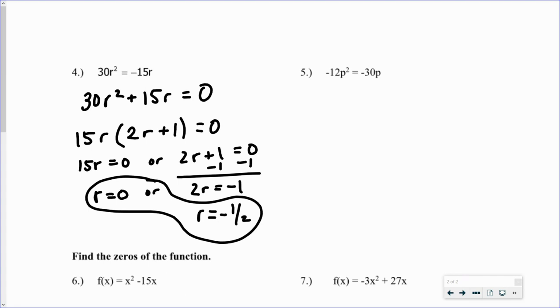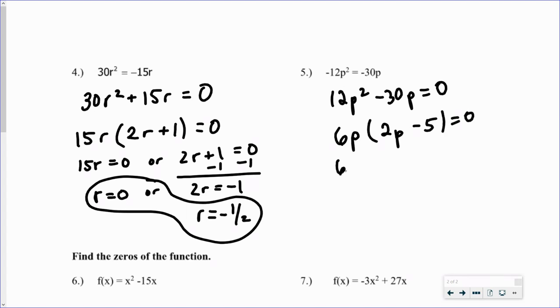For number 5, I'm going to add 12p squared to both sides. So we're going to get 12p squared minus 30p equals 0. Again, looking for a greatest common factor to take out of here. 12 and negative 30 are both divisible by 6. That's their greatest common factor. P squared and p, the greatest common factor is p. So 12p squared divided by 6p is 2p. Negative 30p divided by 6p is negative 5.